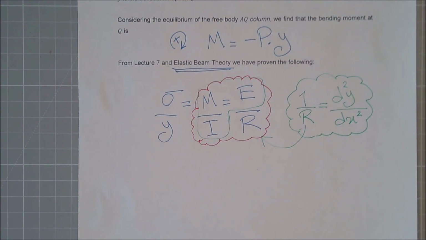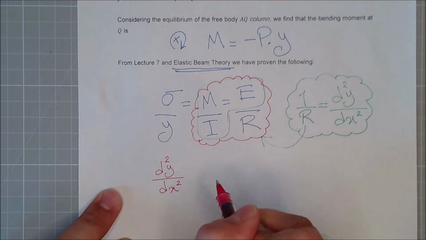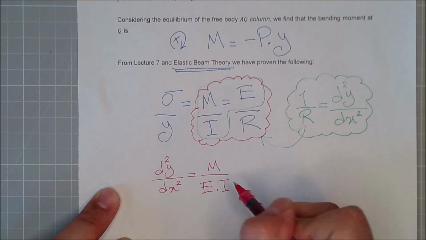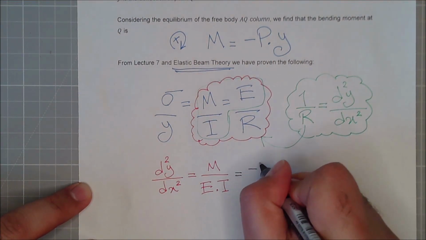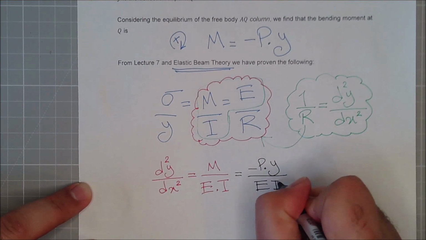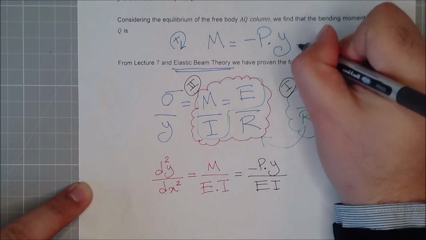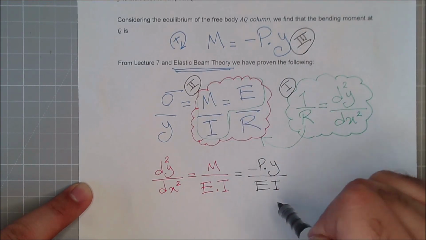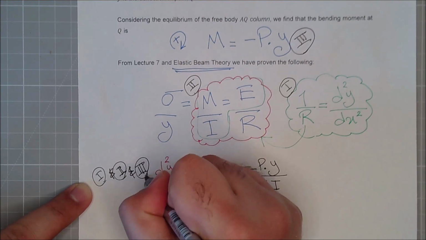It will be the second derivative of y equals M over EI, these two coming out together. Now, what if I replace this M with this negative Py? So this equals negative Py over EI. On one side I had this formula, on the other side I had the elastic beam theory, and I had proven that M at that point is equal to this. So I took 1, 2, and 3 all together to conclude this.